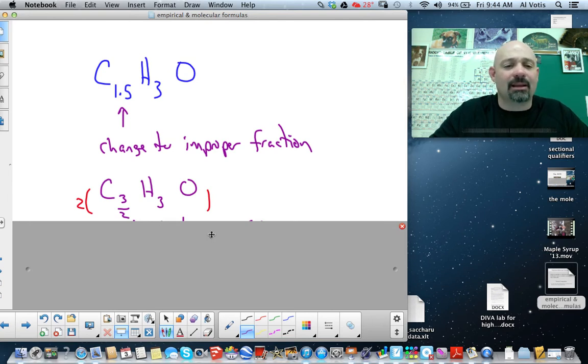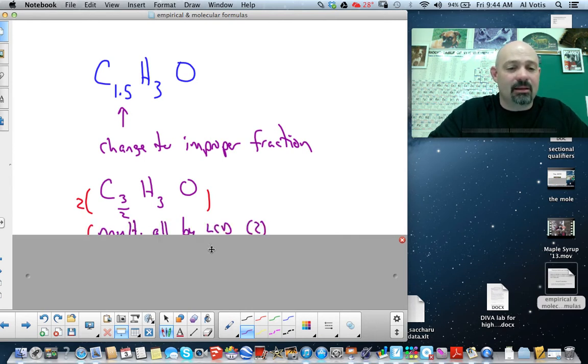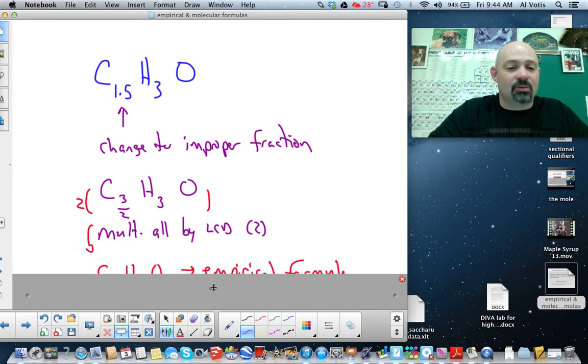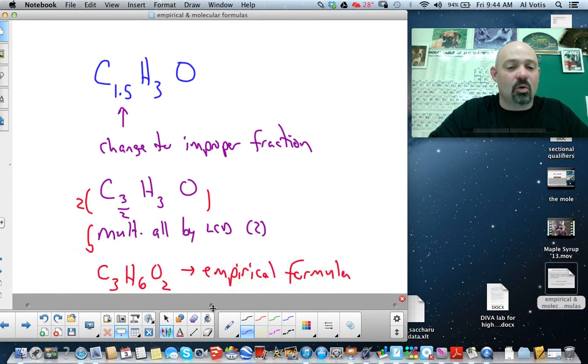Now what I can do then is, since that's my number of moles, and that's fine, but since the formula also tells me number of atoms, I can't have a decimal or fractional number of atoms, so I have to get rid of that fraction, which we kind of saw when we did balancing equations with oxygen. All we need to do is multiply everything by the LCD, the least common denominator, in this case, which is 2. So if I multiply everything by 2, then that will give me C3H6O2, which is now my empirical formula.